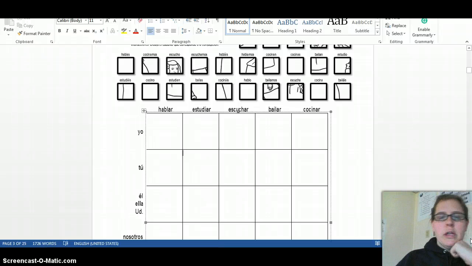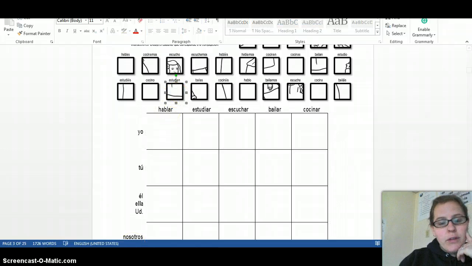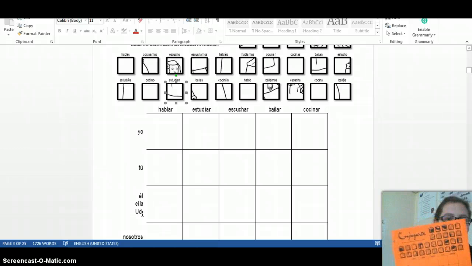Just to be super ultra clear, you are not writing in any of these conjugations. You are drawing in what you see based on the conjugation, okay? If you have any questions, let me know. We will hand this out in class, but this is instructions if you want to get started early.